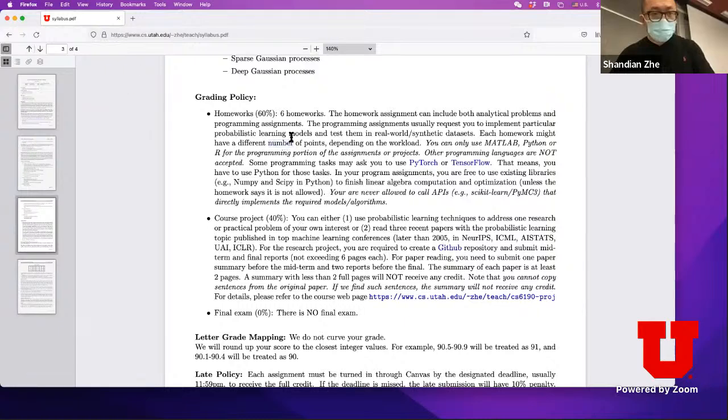But the workload is a little bit heavy. It's heavy, but it's not absurd. Right? So we have 6 homework assignments, and homework 0 has been released. Right? So I would suggest you do that right now in order to check your background and also to review basic knowledge.